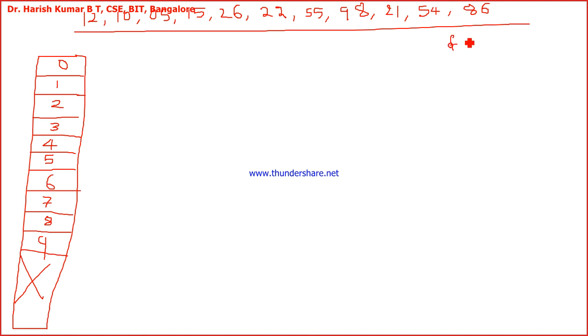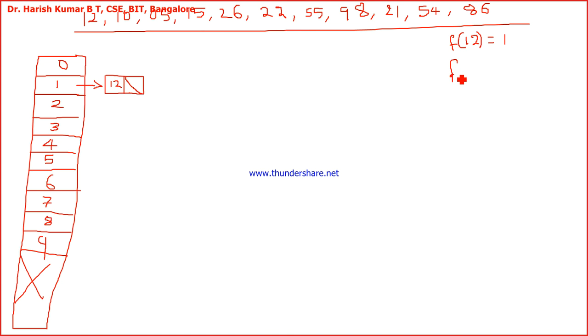So f of 12 is equal to 1. That means now I understood, 1 gets attached to the subfile or the list with the key value as 1. So 12. Hope you have followed.